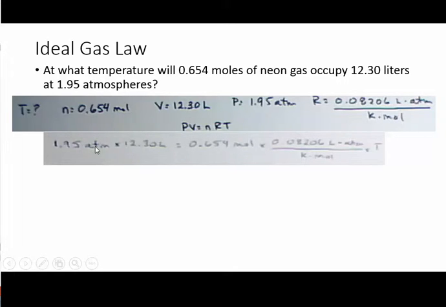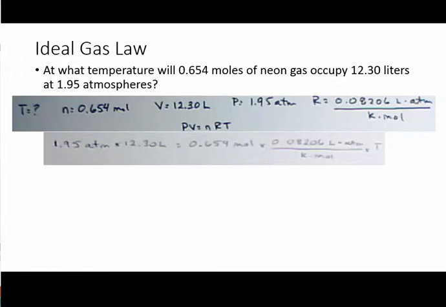So we've got 1.95 atmospheres for pressure here. We've got 12.30 liters for volume here. For n, which is moles, we've got 0.654 moles. For R, we're using the version that's 0.08206 liters times atmosphere over Kelvin moles. And then the temperature is the thing we're trying to find. I've got temperature up here in my list as a question mark, so I'm going to leave T in the filled-in equation there. Now I have to solve for T.